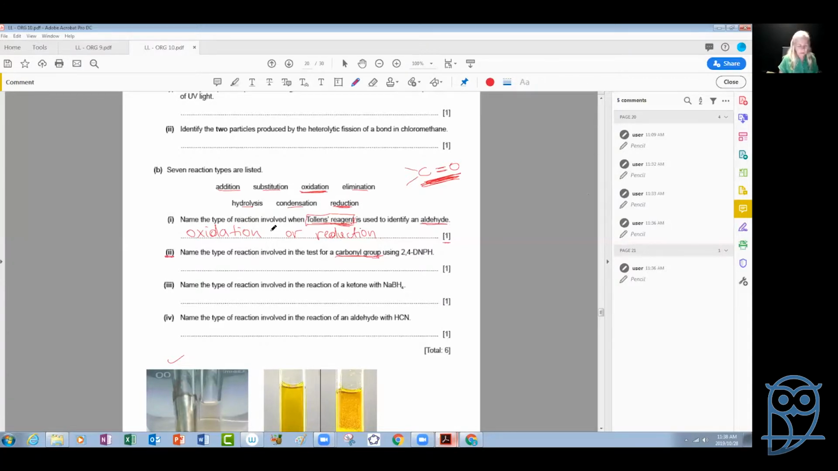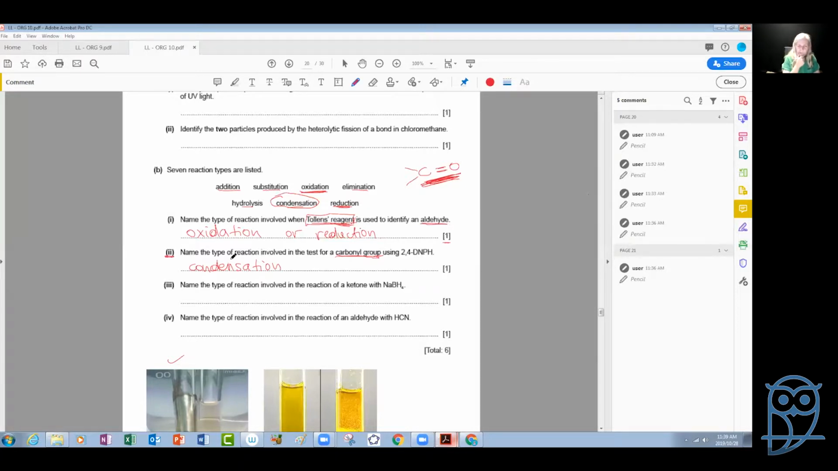This type of reaction is actually at the bottom of the page. It's a condensation. We can say here it's a condensation reaction. So here, this type of reaction, condensation.